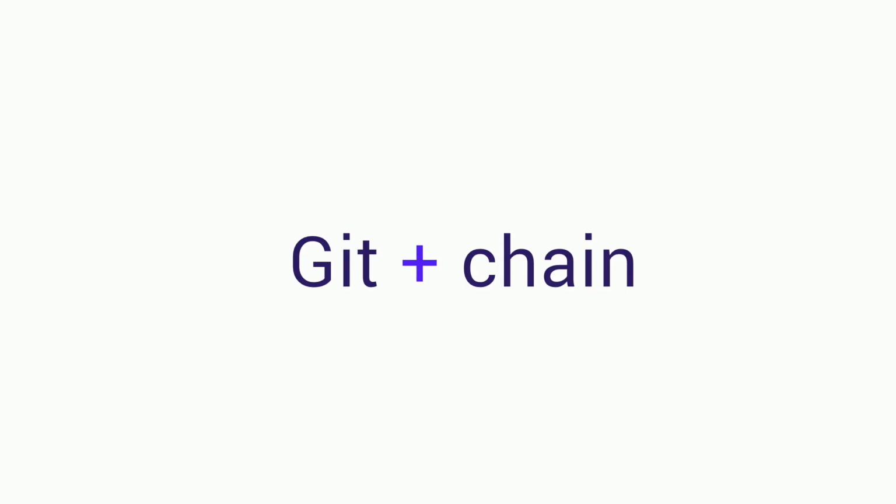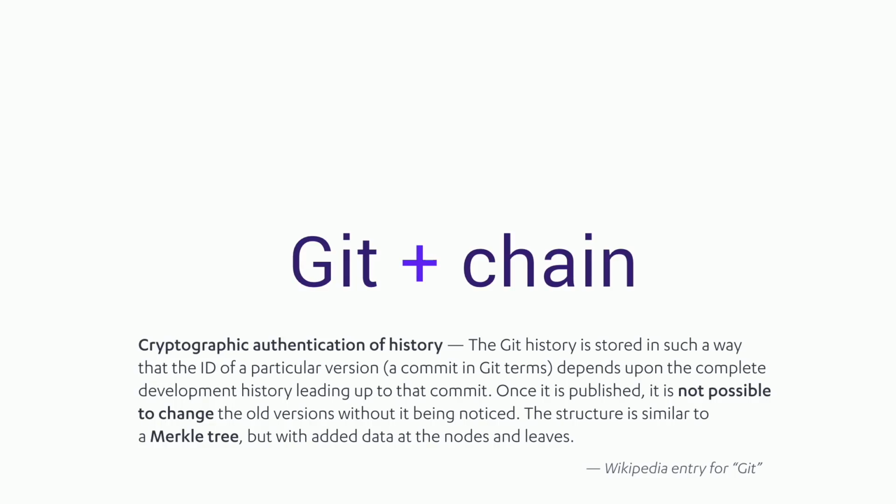When we look at the word Gitchain, for the developers among the audience, it's probably very obvious that Git, the protocol itself, shares a lot in common with what we know as blockchain. So I went to Wikipedia and copied out this passage, which says that Git has this quality of cryptographic authentication of history. This is actually a section in there. So let me read it to you.